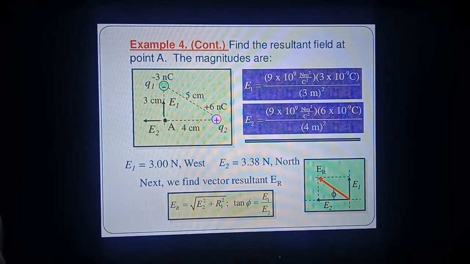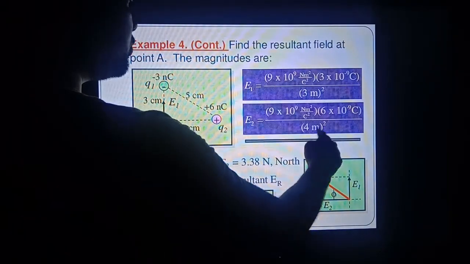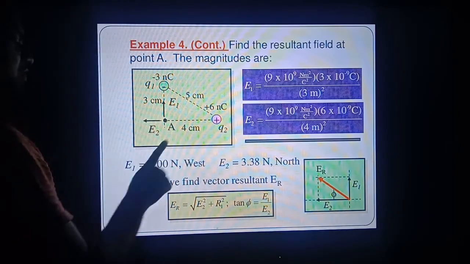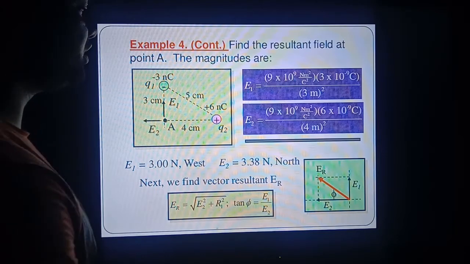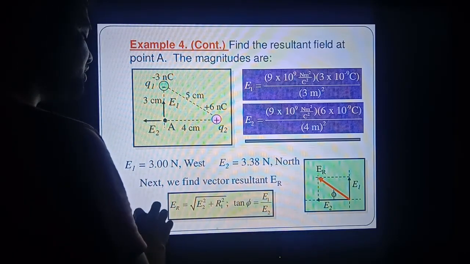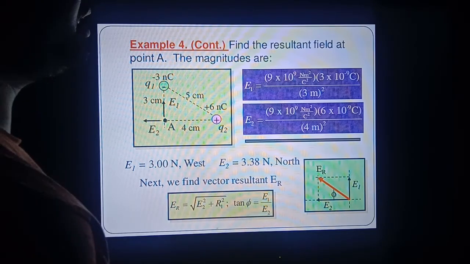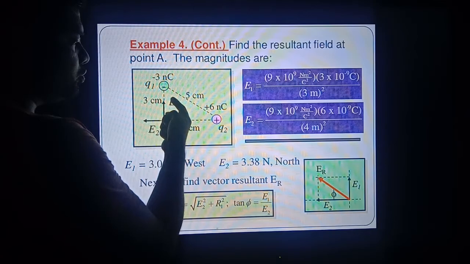Now, these we had discussed. E1 is equal to this and E2 is equal to this. Now, on solving, E1 will be equal to 3 Newton, sorry, it is Newton per coulomb, and E2 is equal to 3.38 Newton per coulomb. Okay. Now, next we find the vector resultant ER. Means we have to find out the vector electric field due to E1 and E2.